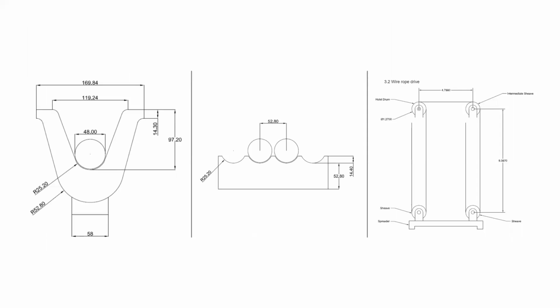Here is the design of our sheave. Our wire drum is in the middle, and this is the layout for our wire rope pulley system. Next slide, please.